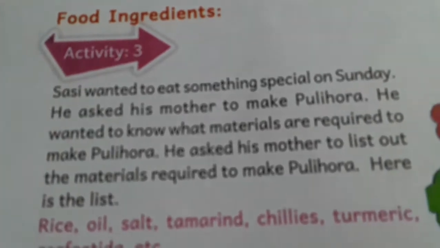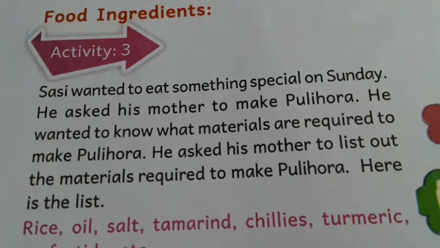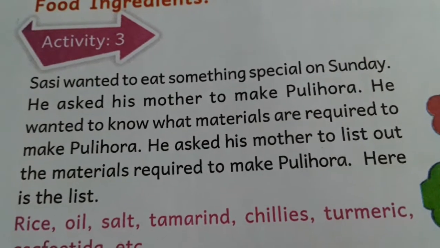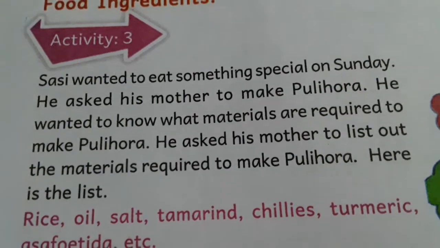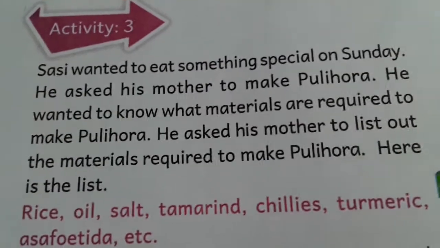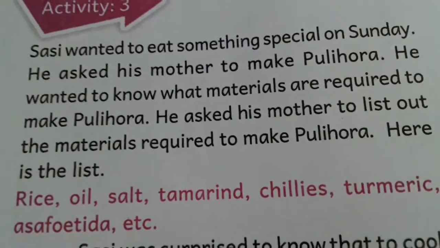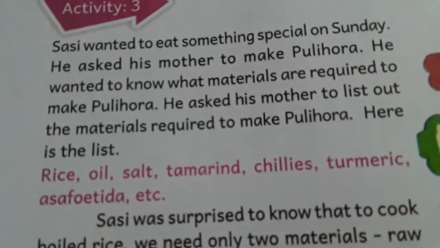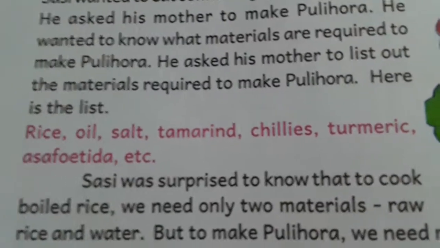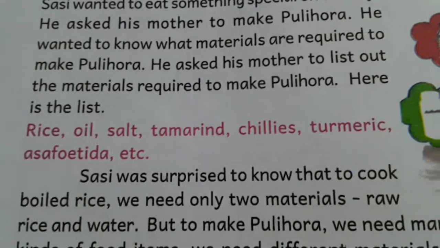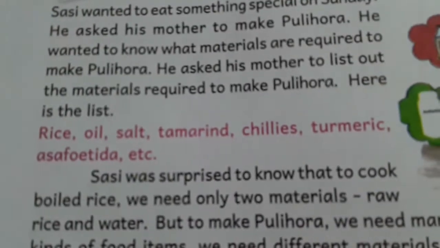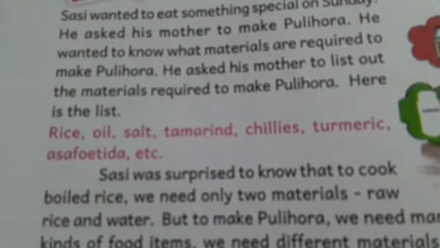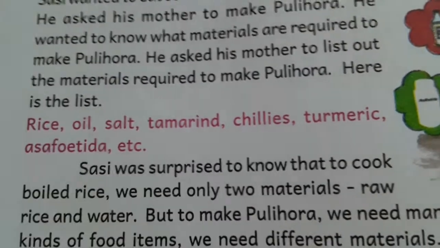Next, coming to the food ingredients. I explained before what is meant by ingredients. What is the definition of ingredients? Materials required to make a particular food item are called ingredients. See here, they mentioned the ingredients to prepare boiled rice and the ingredients of pulihora. What are the materials needed to make pulihora? Rice, oil, salt, tamarind, chilies, turmeric and asafoetida. What is meant by asafoetida? Asafoetida means inguva, we call that.